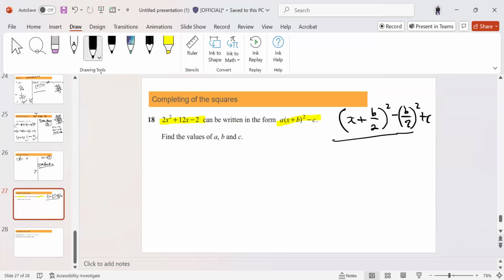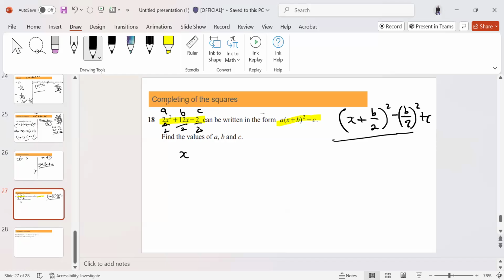They won't tell you directly that you must complete the squares. So what then should you do? You must identify your A and your B and your C. Your A is 2, your B is 12, and your C is -2. In completing the squares, there is a rule. You cannot complete the squares if the leading coefficient is not 1. So for this expression to work, we need to get rid of the 2. That means we need to divide every single number here by 2 so that the number in front becomes 1.